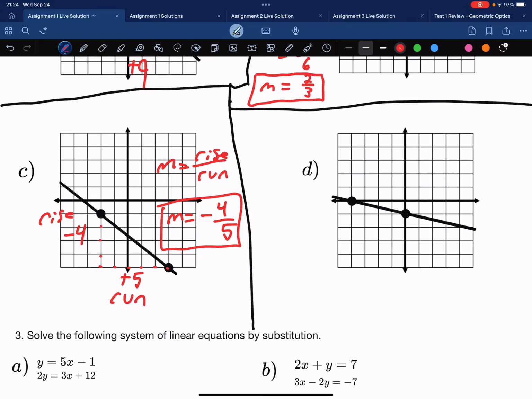In this case, leaving it as a fraction is perfectly valid. If you would instead rather write negative 0.8, I'm fine with that too. I gave you the mark either way, no matter how you did it there.